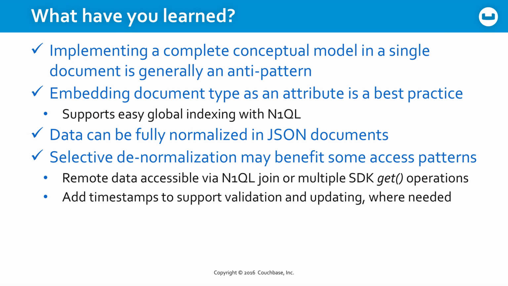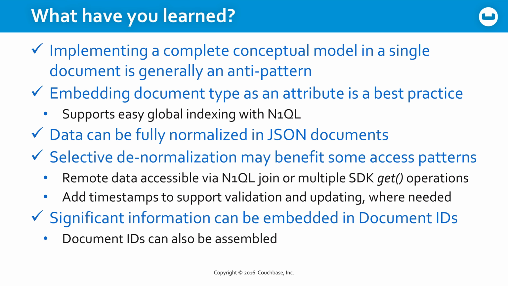Selective denormalization is a real benefit to some access patterns. The remote data always remains accessible via nickel join operations or one or more SDK gets. Where appropriate, you would add timestamps to support data validation and updating where it's appropriate for your use cases. Last, we've seen how significant information, such as shipping versus billing address, can be embedded in document IDs, or you may choose to embed just some ID value and leave other prefixing to the get operations or nickel queries. You can always assemble the full document ID later in your code.